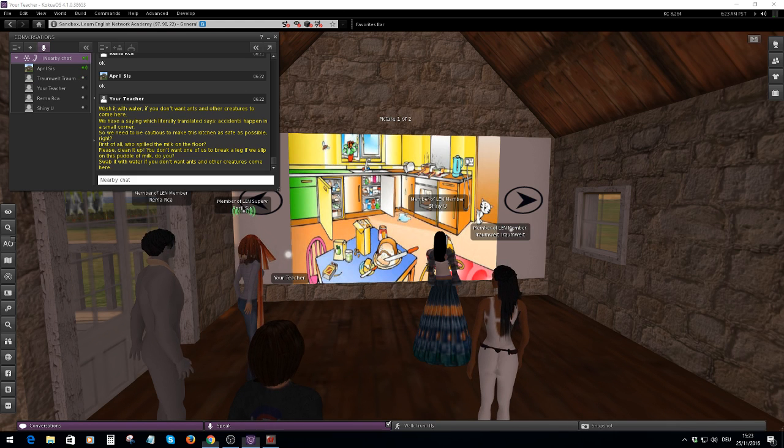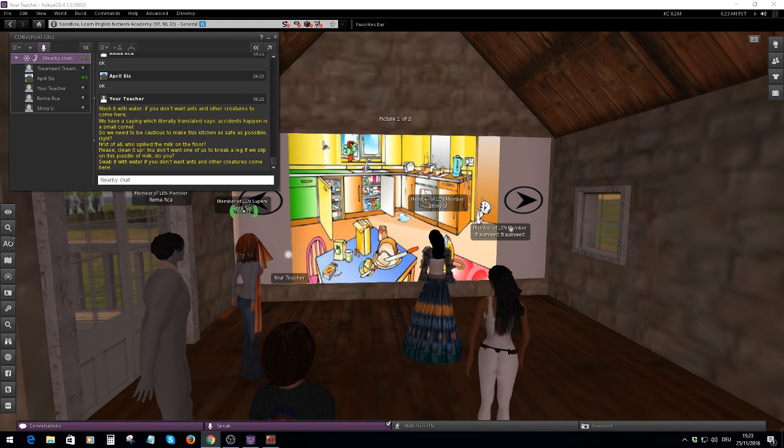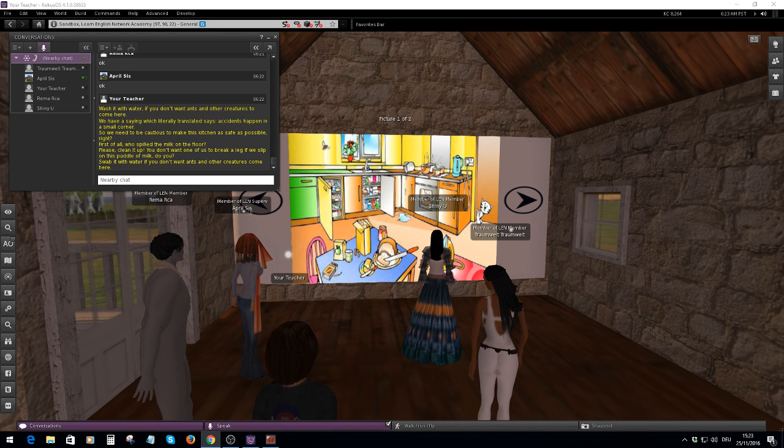We have a saying, which literally translated says, accidents happen in a small corner. So we need to be cautious to make this kitchen as safe as possible, right? First of all, who spilled the milk on the floor? Please clean it up. You don't want one of us to break a leg if we slip on this puddle of milk, do you?